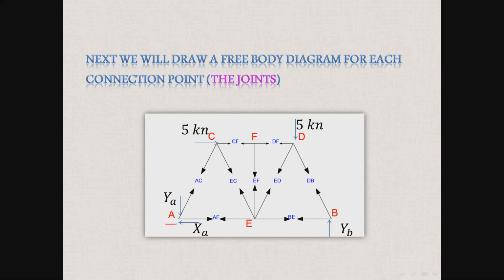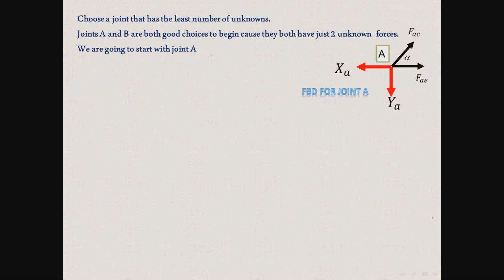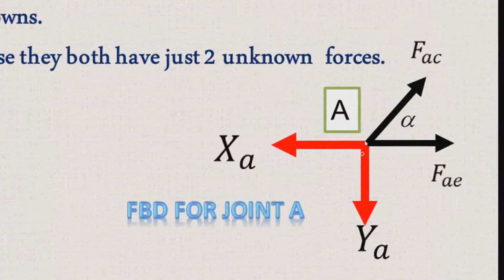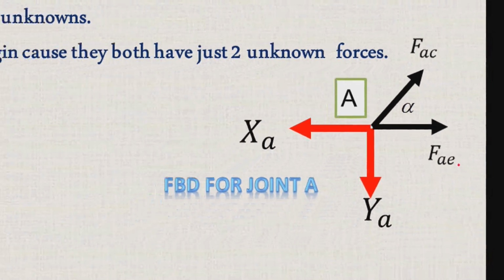As you see, both A and B are a good choice. We cannot start with joint C, F, D, or E because they all have more than 2 unknowns. So we are going to start with joint A. This is the free body diagram for joint A. This is the internal force in the member AC, and this is the internal force in the member AE. So we label the forces FAC, FAE, and so on.